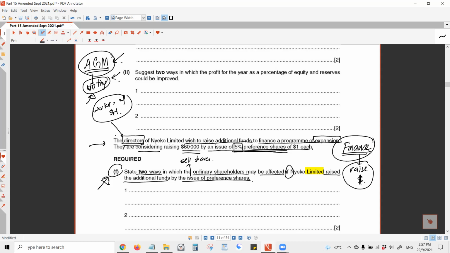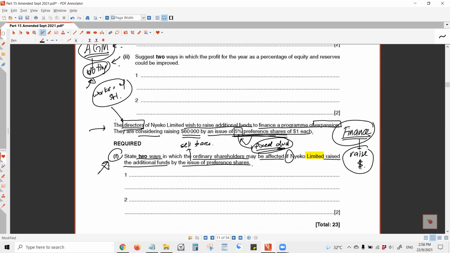5% is the name of the preference share. When you see preference shares in questions, you always have a percentage attached to it. 5% is the fixed dividend that preference shareholders get. Don't ask me why it's 5%, why not 10, why not 11. It is decided by the company. Whenever you see the name of a preference share, the percentage attached is the fixed dividend that preference shareholders get. Now, how to answer this?